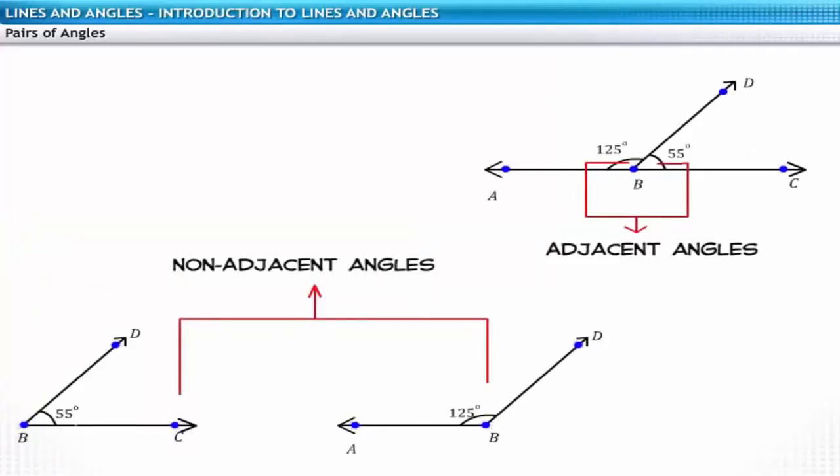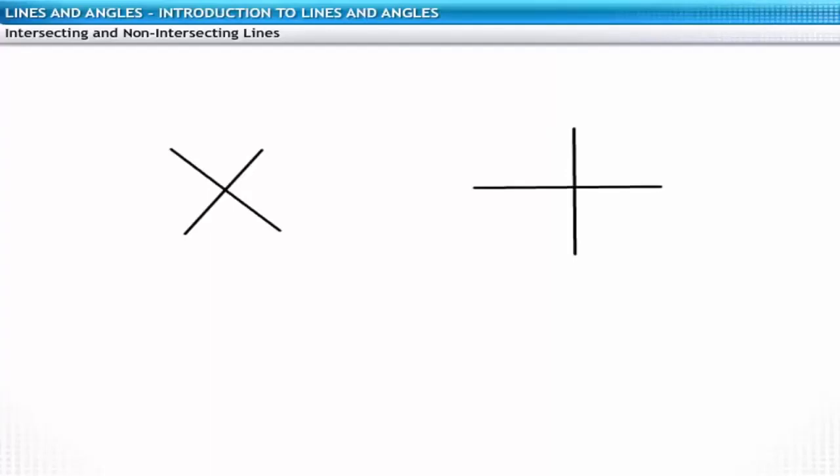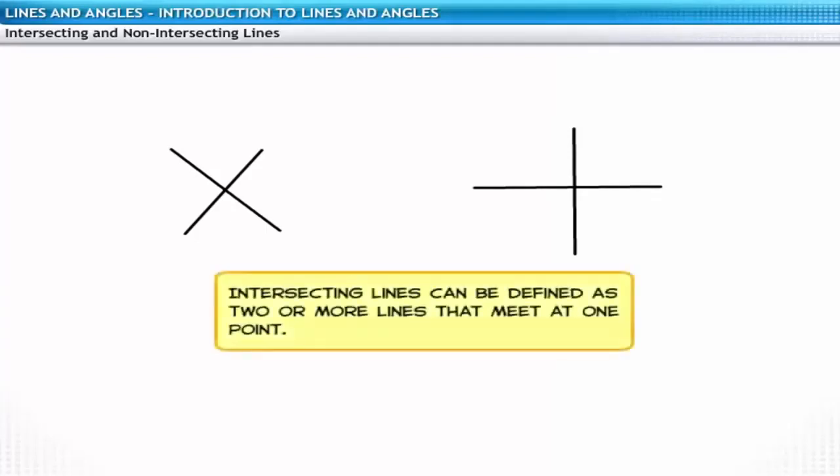Just as we have different types of pairs of angles, we have different types of lines too. Look at these lines. You can see some lines passing through each other while others are not. Let's look at these set of lines. They are crossing one another at a single point. Such lines are called intersecting lines. Intersecting lines can be defined as two or more lines that meet at one point.